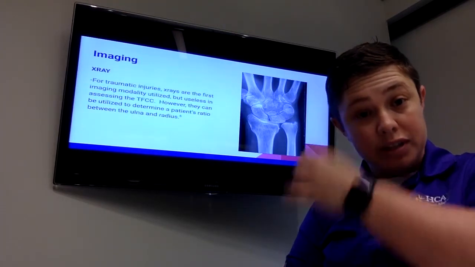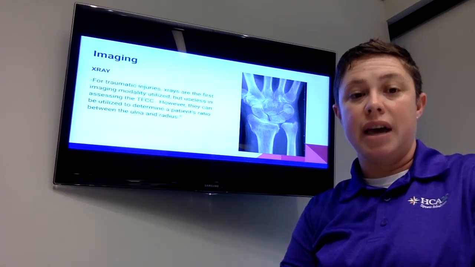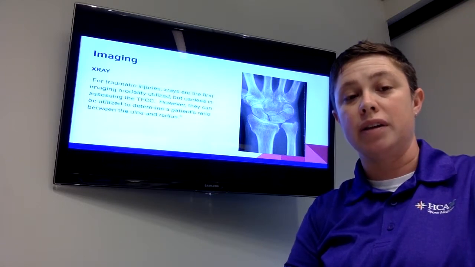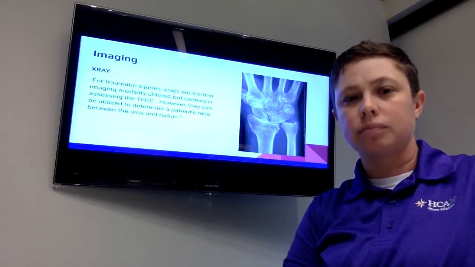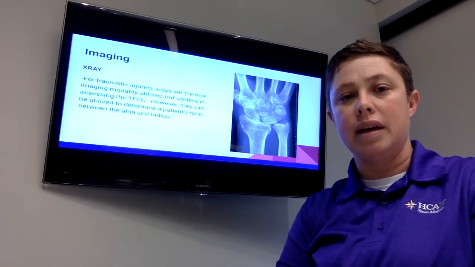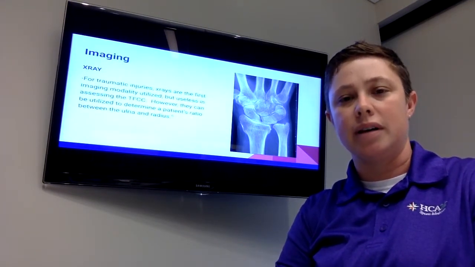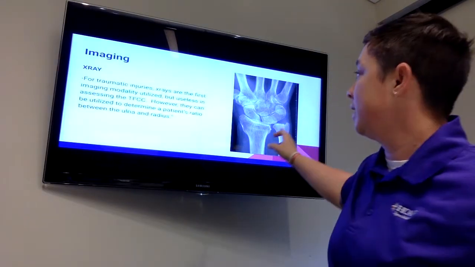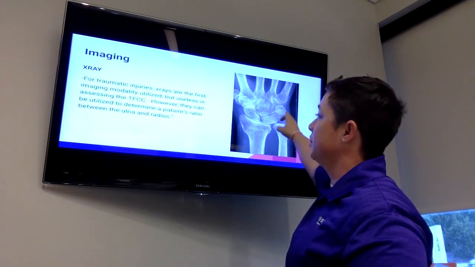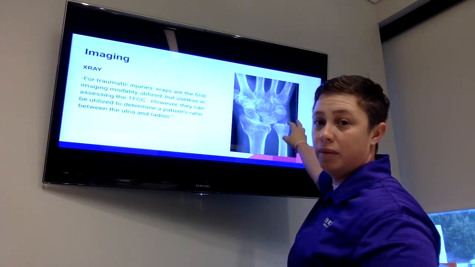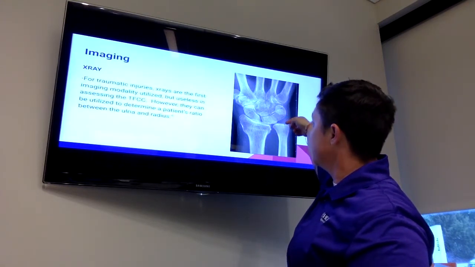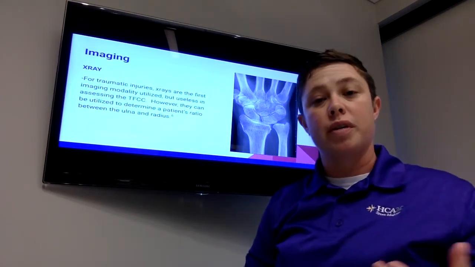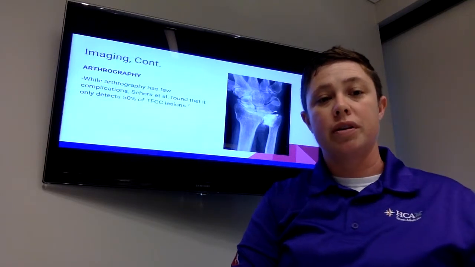As far as imaging for the TFCC, we know that X-ray is a standard first go-to when it comes to traumatic injuries. However, the X-ray is pretty terrible at finding a TFCC tear and is rarely used for that. However, what it can do is show the ratio, the distance between the ulna and the radius. So here we can see a rather large gap where that TFCC is probably disrupted, and so further imaging is necessary. So what we do is we go on to arthrography.